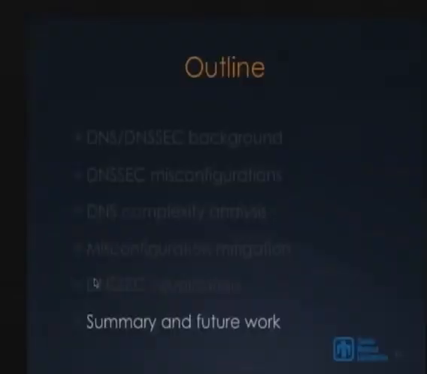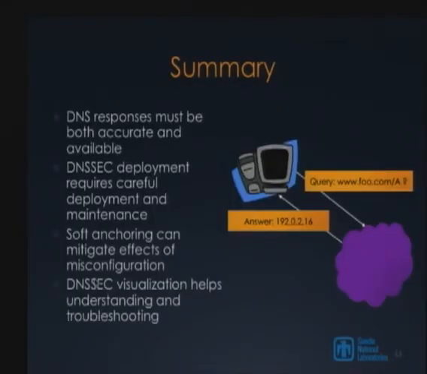There are a lot of things that can go wrong, and you have to be very careful when you deploy it, as we found. Okay, so just to summarize things here again, we rely on our DNS responses to be accurate and to be available as well. DNSSEC requires a lot of careful planning and maintenance. Soft anchoring is an approach that we have introduced to mitigate misconfiguration that we've seen out there. And a DNSSEC visualization at dnsviz.net is something that we've implemented to help administrators troubleshoot and identify some of these problems out there.